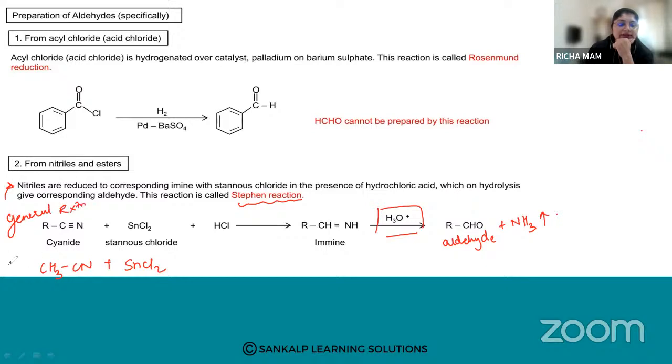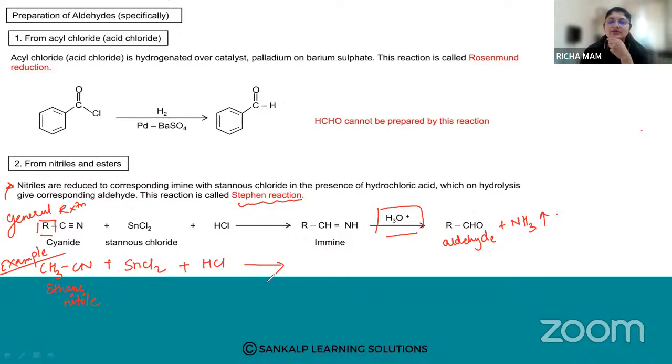Now I have taken the example. General means your R group is not substituted. Now for this R, I have taken CH3, and this is a nitrile group. So in the presence of SnCl2, that is stannous chloride, and HCl, what am I going to get? Tell me the products now. This is ethane nitrile.